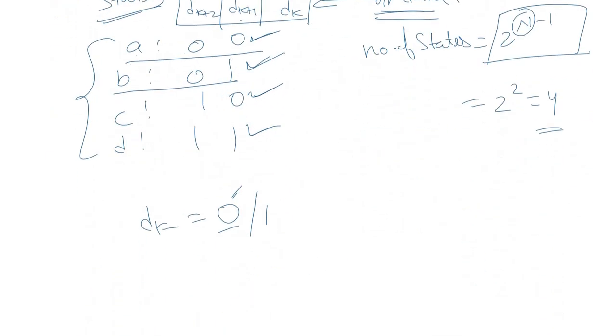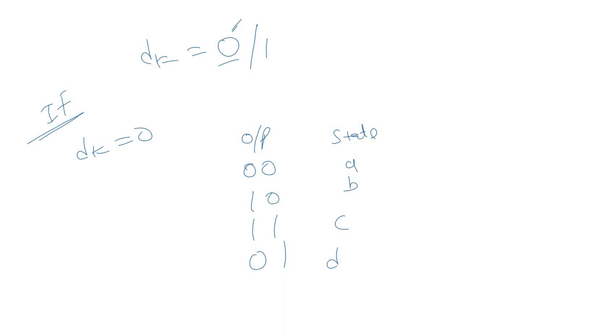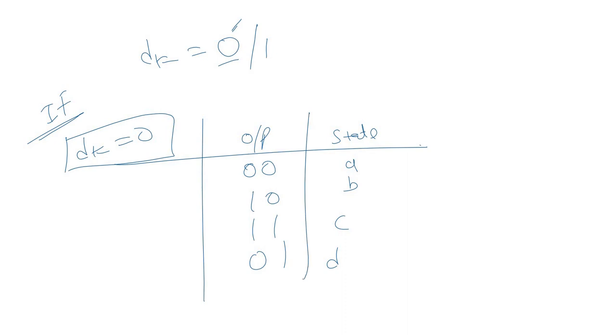So let us note down the outputs. Say for the 0 bit, if DK is equal to 0, the encoder output will be 0 0, 1 0, 1 1 and 0 1, depending on whether the state is A, B, C or D. So when DK is 0, the output will be 0 0 when the state is A, 1 0 when the state is B, 1 1 when the state is C, and similarly 0 1 when the state is D.